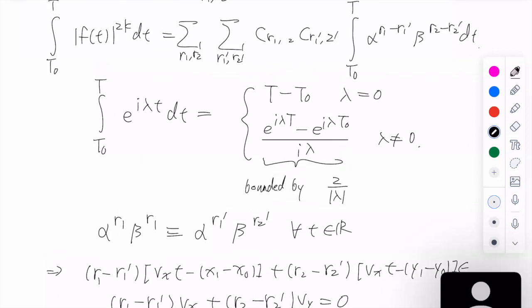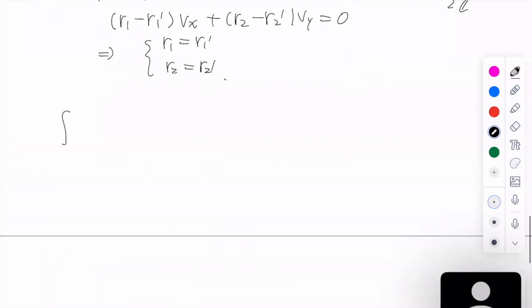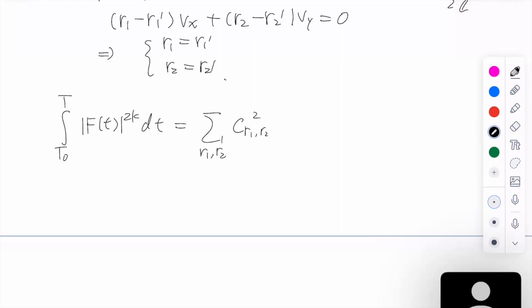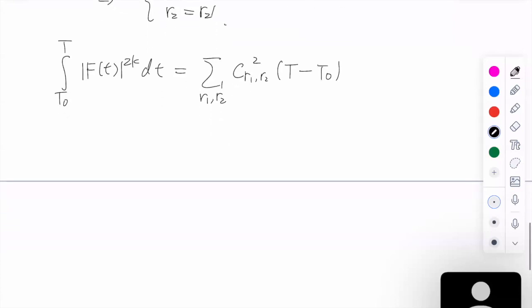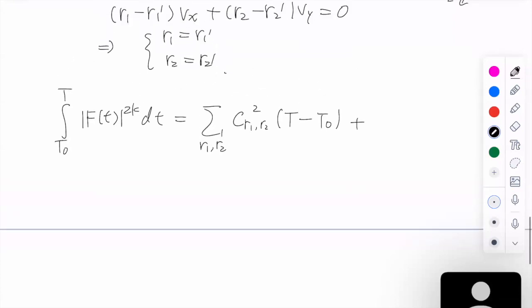So using the big O notation, we see that the original integral satisfies the following. This is equal to, so this is the case when both the R and R primes are equal to each other, so this is C R1, R2 squared, and the whole term squared. And this is going to be multiplied by t minus t0. And the second term is going to be some bounded quantity. And this bounded quantity does not depend on t. So this is going to give you some remainder.